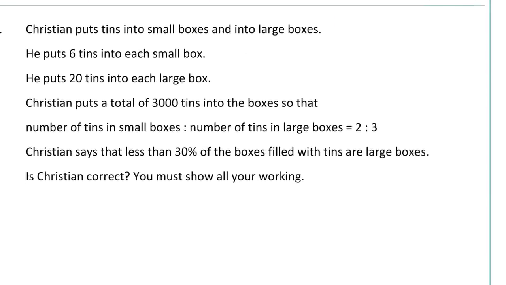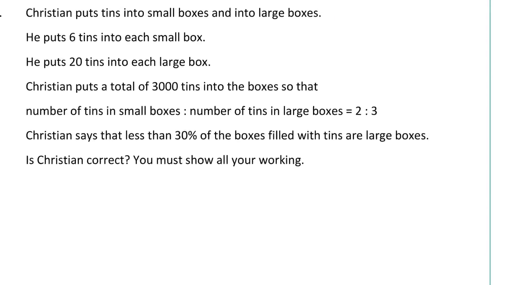On to our next one. Christian puts tins into small boxes and into large boxes. He puts 6 tins into a small box and 20 tins into a large box. He has a total of 3,000 tins, and it gives us the ratio small to large is 2 to 3. Christian says that less than 30% of the boxes filled with tins are large boxes. Is Christian correct?